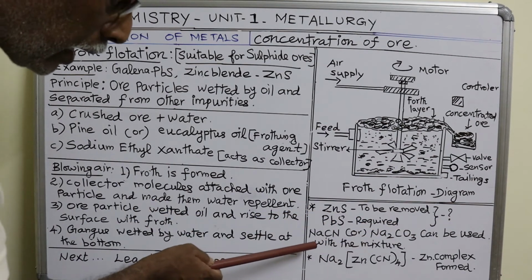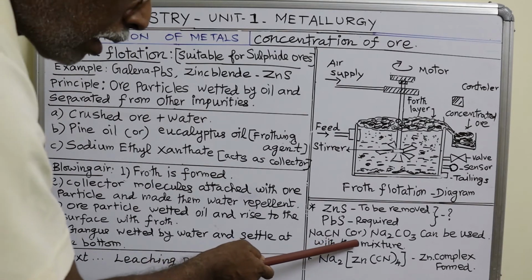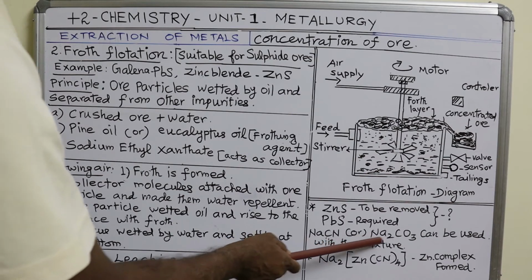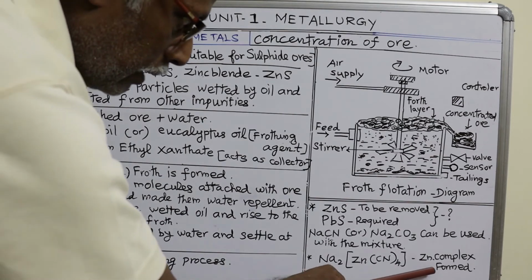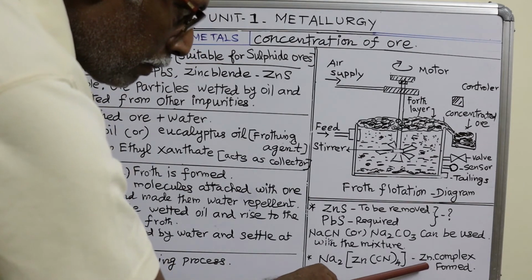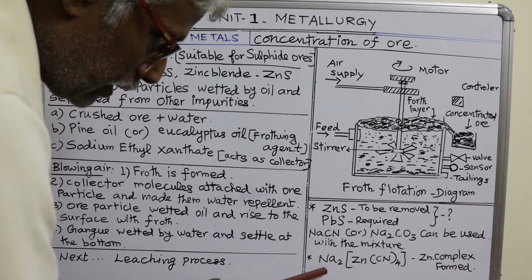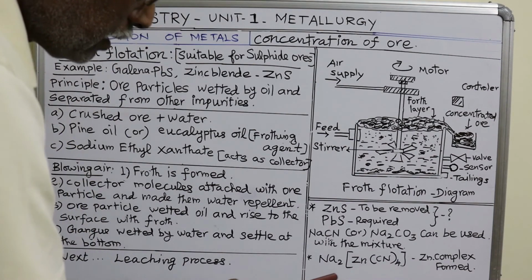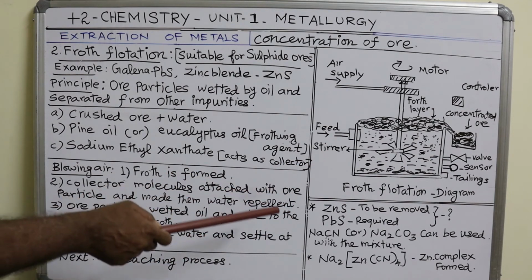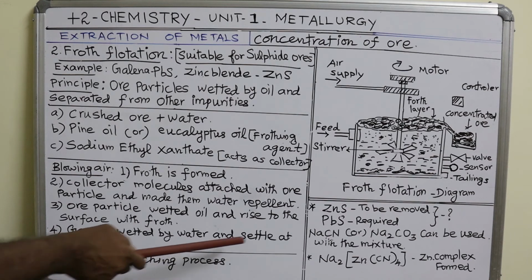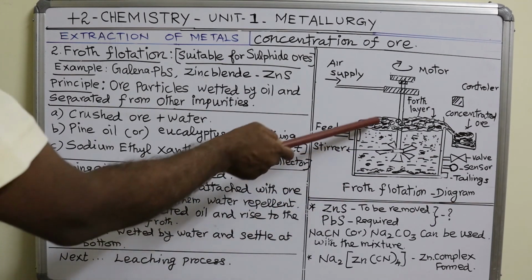There is the question you asked, and we can use another chemical, either sodium cyanide or sodium carbonate. Either sodium cyanide or sodium carbonate can be added along with the mixture. So the sodium cyanide or sodium carbonate can form a different complex substance. For example, if you want to remove zinc sulphide, that forms the zinc complex. The zinc complex formula is Na2[Zn(CN)4]. This zinc complex surrounds the molecules of zinc sulphide and makes them settle at the bottom of the tank, so that they do not float on the surface with the froth. So PbS alone can be separated using this method.